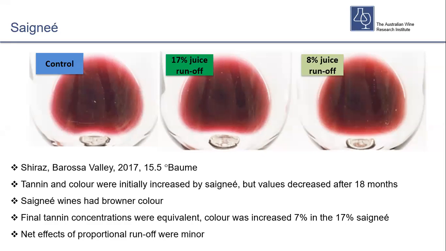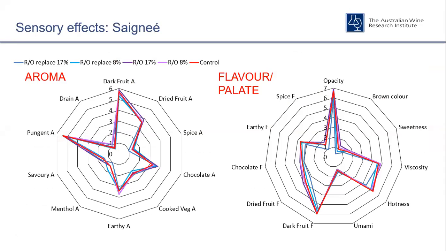So for the Saignée treatments, those values decreased. It's also interesting, you can see here from the visual that the Saignée wines also had browner colour. And then at the time of sensory analysis, the final tannin concentrations were very similar, and only a 7% increase in colour was seen for the 17% Saignée treatment. So really one can conclude that in terms of phenolics, the net effects of those proportional runoffs for the Saignée were quite minor. More so when one looked at the sensory data, and you've seen quite the large differences that I've shown in some of those previous slides.